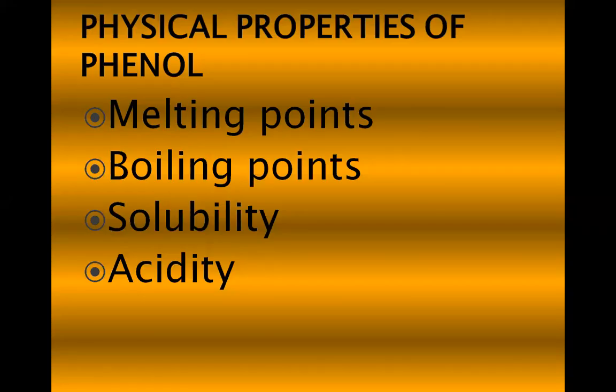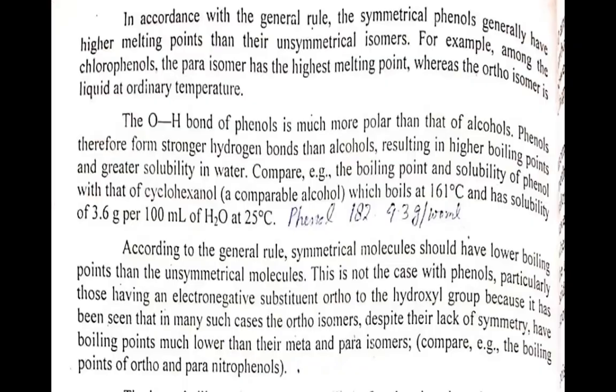Now next we have to study physical properties of phenols. There are different physical properties of phenols, that is melting points, boiling points, solubility and acidity. So first one is melting points. Students, there are certain general rules. According to the general rules, symmetrical phenols have higher melting points than their unsymmetrical isomers.